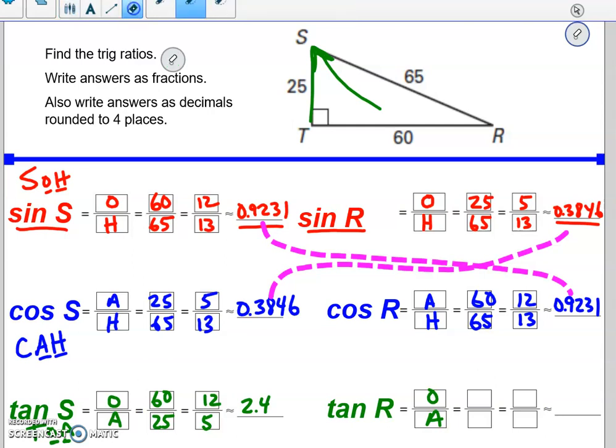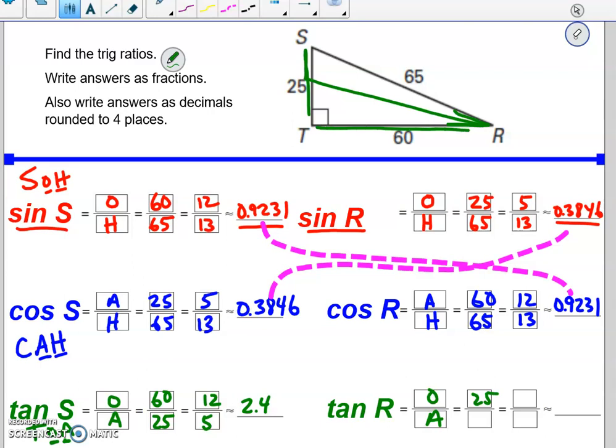When I look at the other angle, which is angle R, now my opposite side is going to be 25, and my adjacent side is going to be 60. So basically the same thing except flipped, right? Not 60 25ths, but 25 60ths. And therefore, when I simplify, I get 5/12, which ends up being about 0.4167. So that's the basics of how I go about finding these three different types of trig ratios.